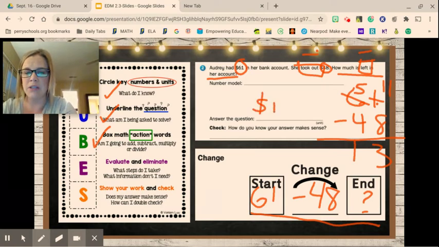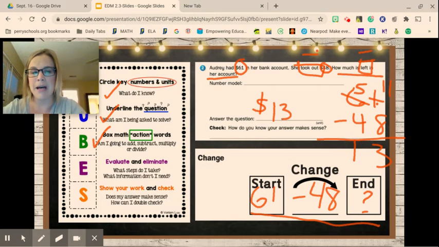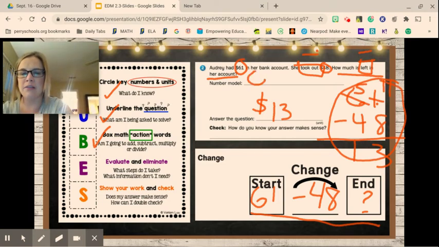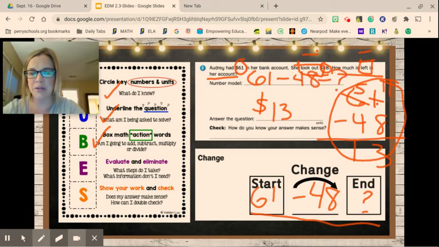So I'm going to write it in. I need my unit, which is the dollar sign. So she has $13. My number sentence that I'm going to write is what I use to solve it. So I'm going to say 61 minus 48 equals something, question mark.